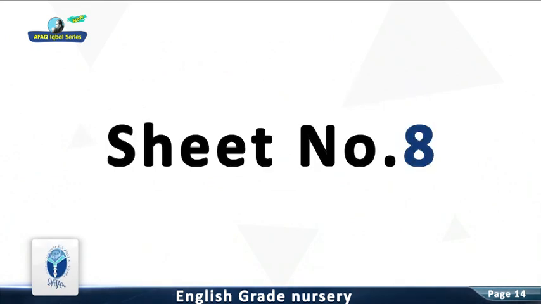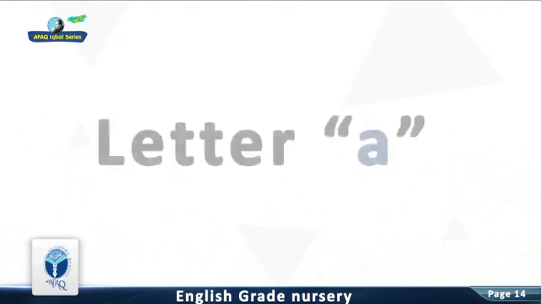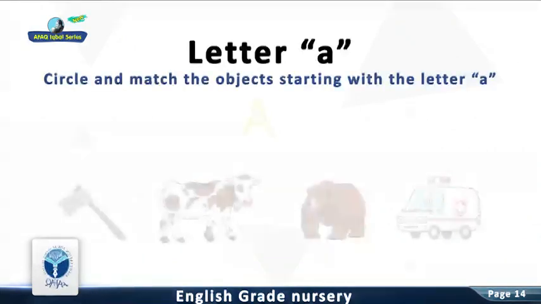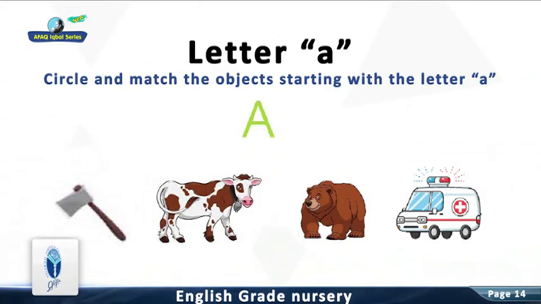Sheet number 8. Topic is letter A. Circle and match the objects starting with the letter A. A, axe. A, ambulance.